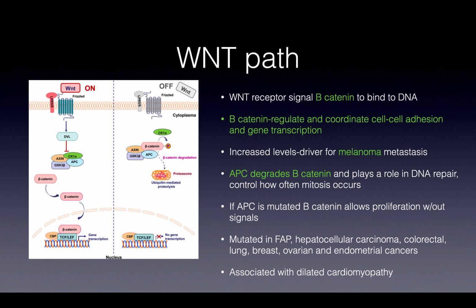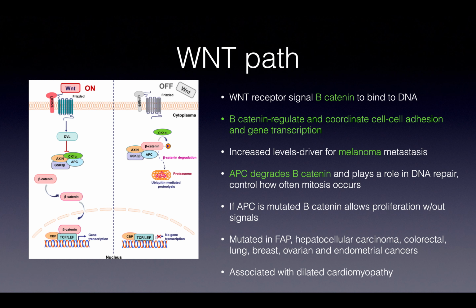WNT is a receptor that signals the beta-catenin to bind to DNA. So beta-catenin is going to regulate and coordinate the cell-to-cell adhesion and the gene transcription. So, of course, if mutated, it's going to cause like the clumping of the cells. When cells clump, it can spread the mutated proteins or mutated pathway a lot faster.